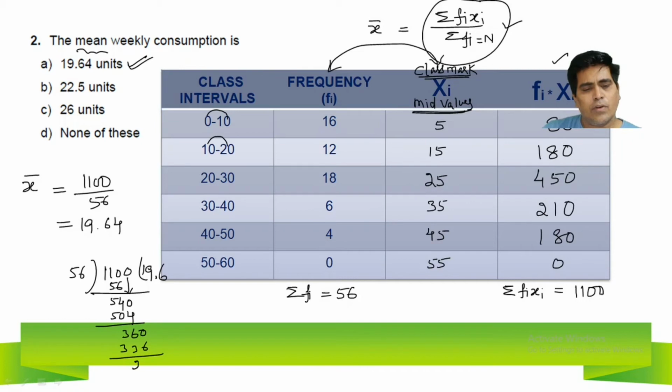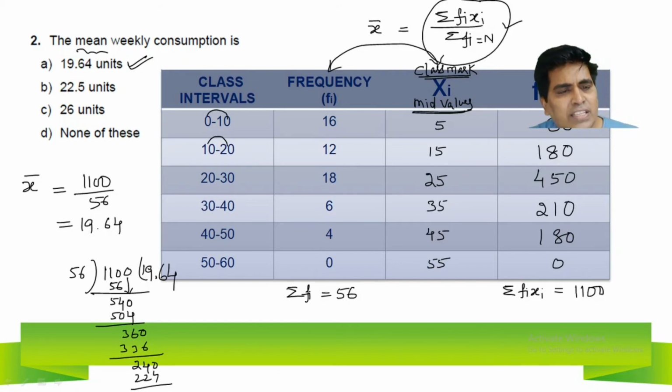Next, what is left out? 24 left out and 0. And now it clearly goes by 4. So 56 4s are 224. 224. So it is clearly 19.64 is the right option here. So already we got it here.